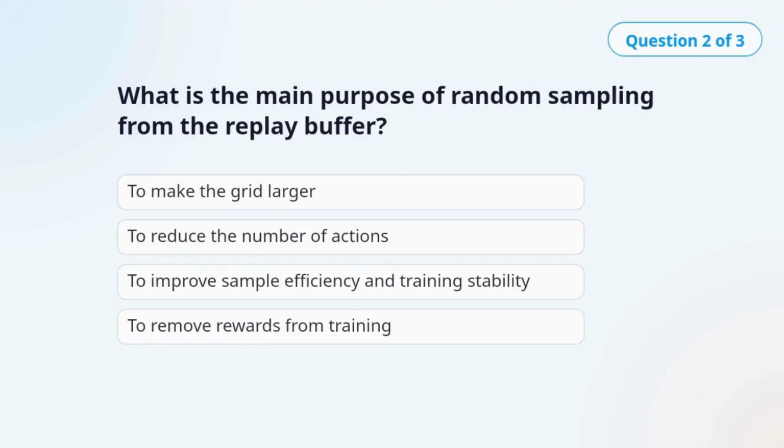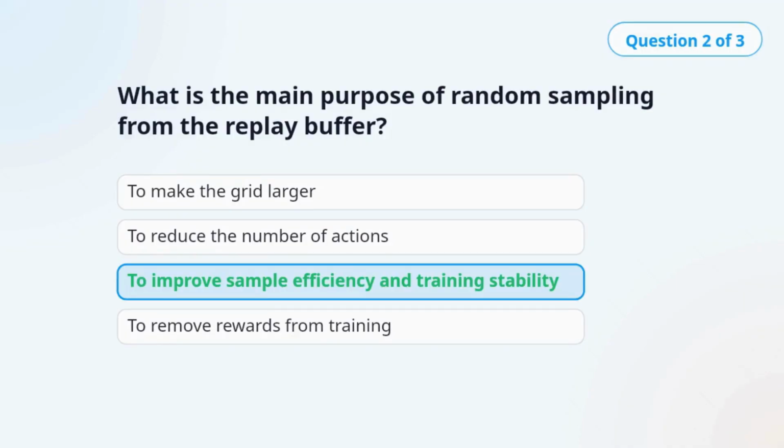Question 2. What is the main purpose of random sampling from the replay buffer? The correct answer is to improve sample efficiency and training stability. Random sampling helps the model learn from diverse past experiences and reduces instability from highly correlated sequential data.